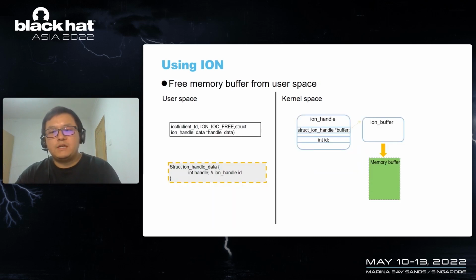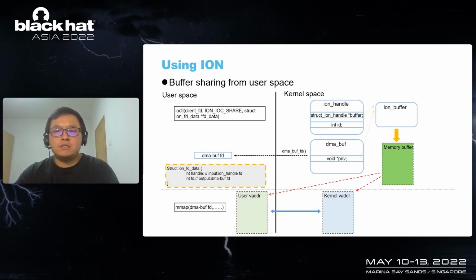Also, a user process can free the memory buffer from user space. This can be finished with an ion free command. We only need to pass the ion handle ID to the ion driver, and then all these kernel objects and the memory buffer will be released.